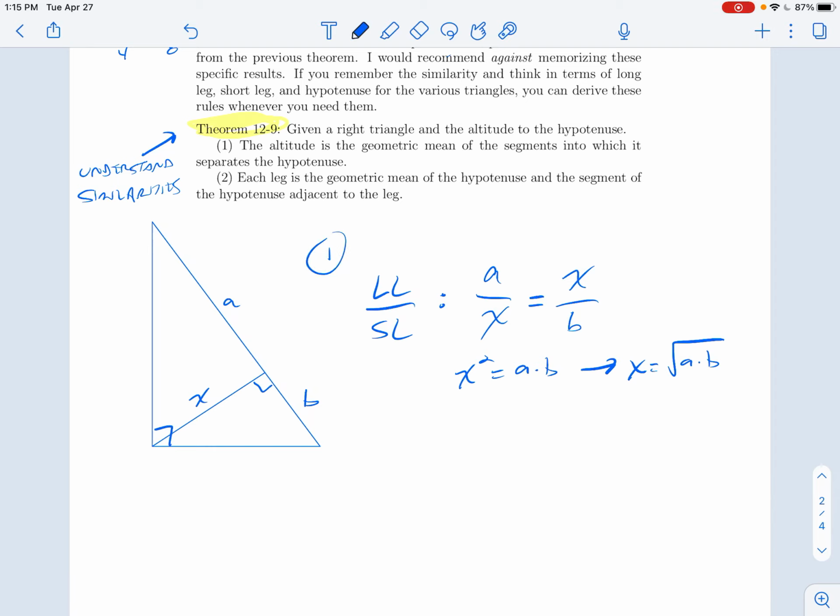Number 2 says each leg is the geometric mean of the hypotenuse and the segment of the hypotenuse adjacent to the leg. So let's try to make sense of that. Let's call this y. So y is the leg that I'm going to find. And let's say c is my length for the whole hypotenuse.